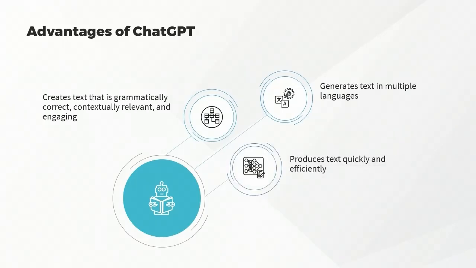And lastly, ChatGPT produces text quickly and efficiently. It requires less training time than its traditional predecessors, and its superior speed and efficiency make it ideal for use in real-time applications, such as chatbots, where quick response times are critical. Overall, ChatGPT's use of advanced learning algorithms makes it a versatile tool that has the potential to transform and revolutionize the way we interact with machines and generate and consume text.